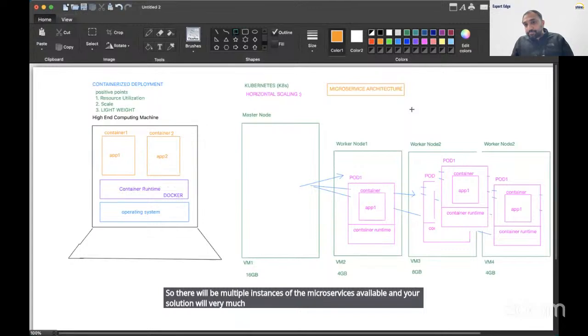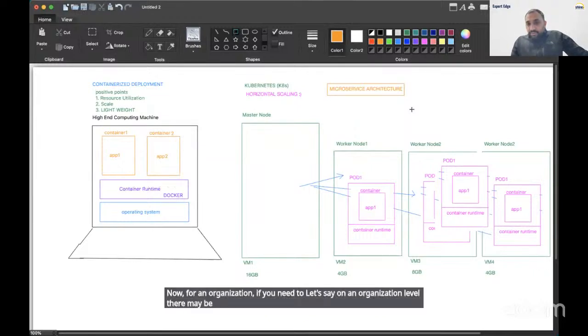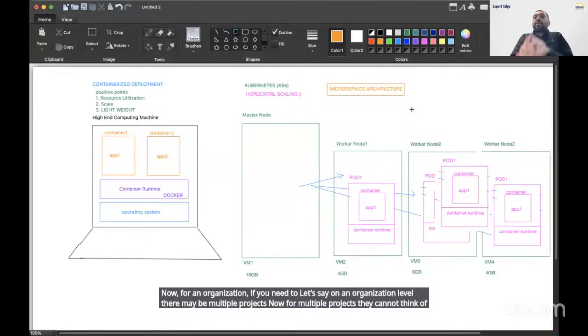Now, for an organization, on an organization level, there may be multiple projects. For multiple projects, they cannot think of writing this Kubernetes architecture for every single project, right?